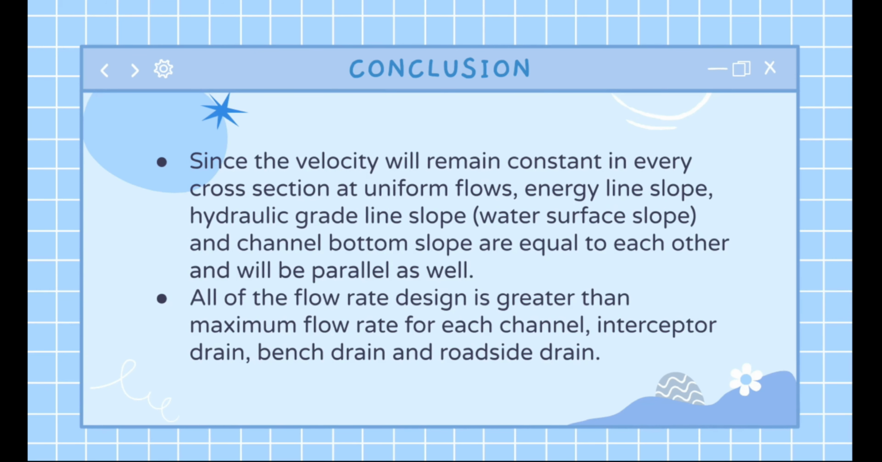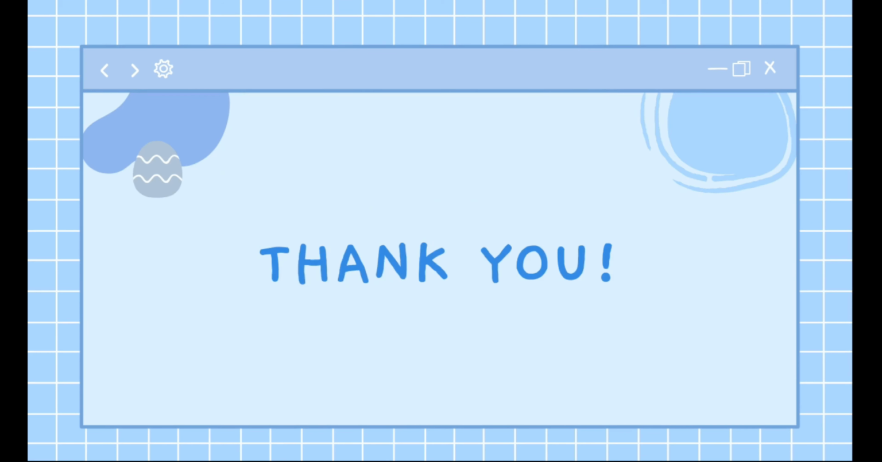Since the velocity will remain constant in every cross-section at uniform flow, the energy line slope, hydraulic grade line slope, water surface slope, and channel bottom slope are equal to each other and will be parallel as well. Plus, all of the design flow rates are greater than the maximum flow rate for each channel: interceptor drain, bench drain, and roadside drain.